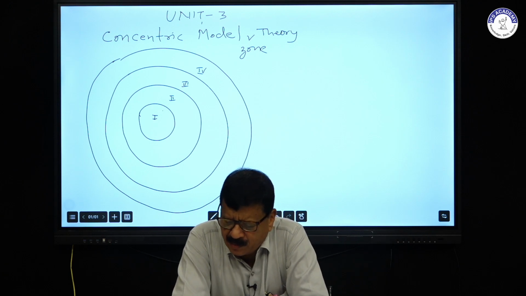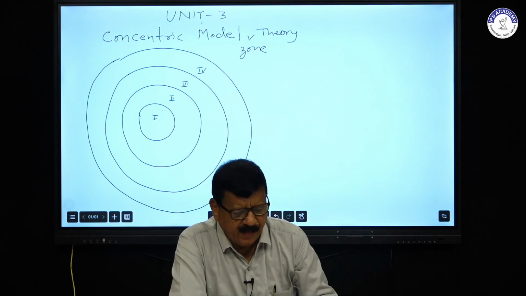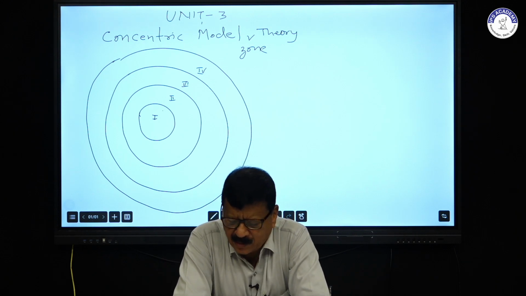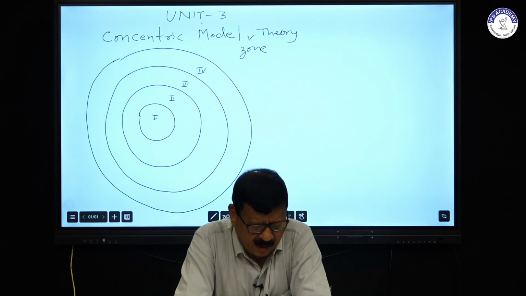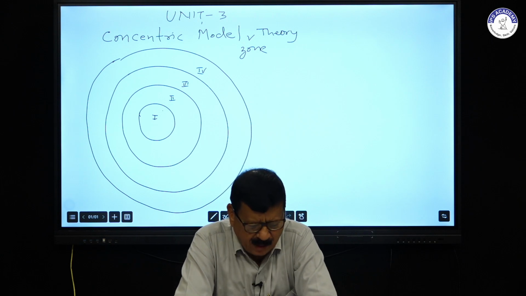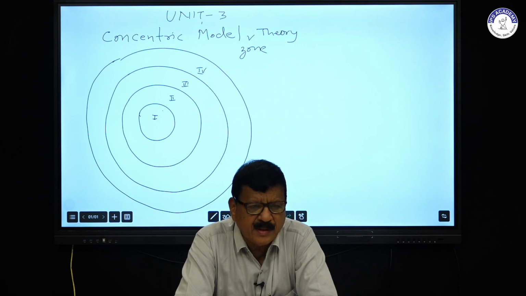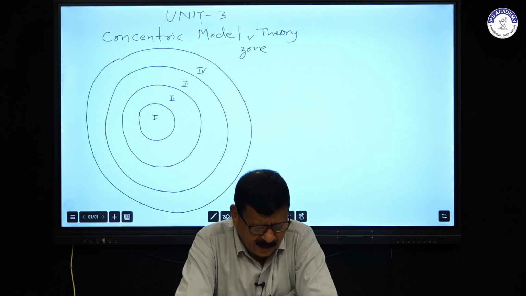So the concentric zone model theory was invented by Burgess. He was the American sociologist in 1925. Based on human ecology theory, it was done by Burgess and applied on Chicago. There is a city in America, Chicago. So he studied that particular town and then he suggested his theory.